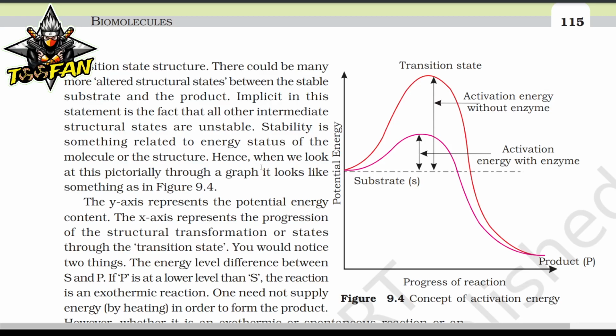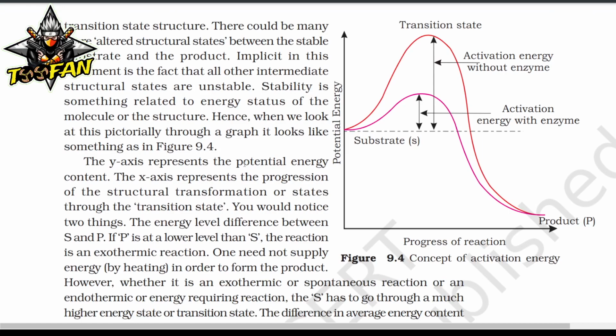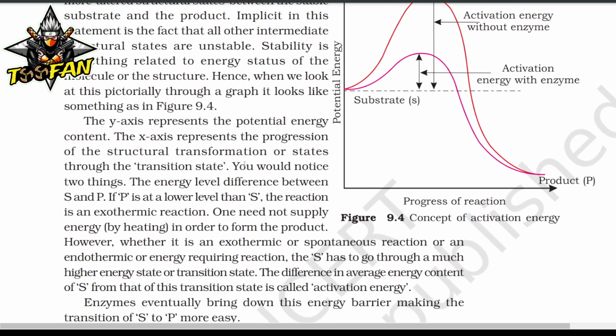Stability is something related to the energy status of the molecule or the structure. Hence, when we look at this pictorial through a graph, it looks like the figure given. The y-axis represents the potential energy content, the x-axis represents the progression of the structural transformation or states through the transition state. You would notice two things: the energy level difference between substrate and product. If the product is at a lower level than the substrate, the reaction is an exothermic reaction. One need not supply energy by heating in order to form the product.